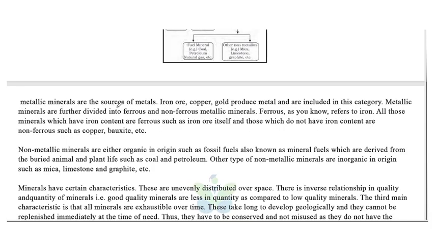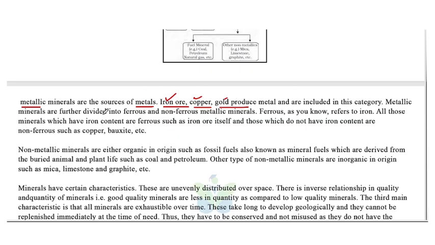Metallic minerals are the sources of metal. So what are metallic minerals? They are the sources of metal. Iron ore, copper, and gold produce metal and are included in this category. So these are examples of metallic minerals: iron ore, copper and gold.